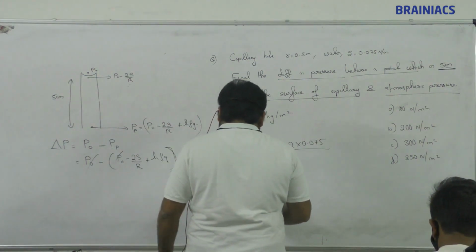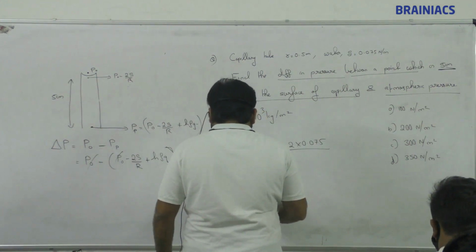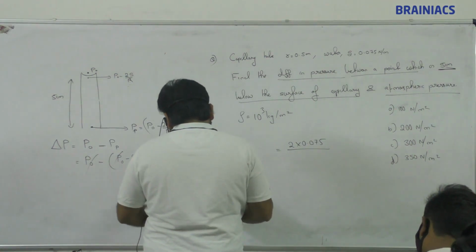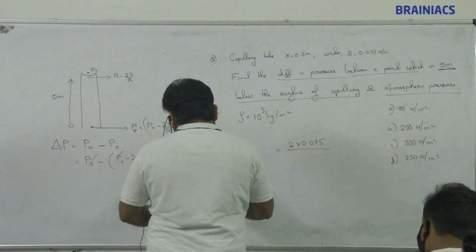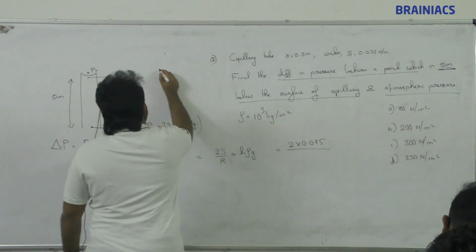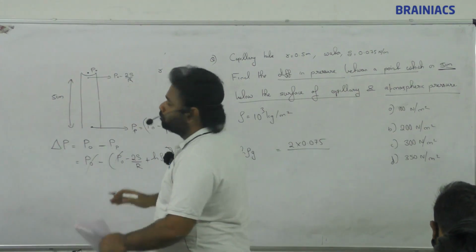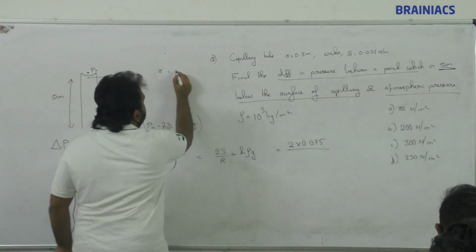Radius of the meniscus. So what have they given? The radius of the capillary tube. So how will we find the radius of the meniscus? R by cos theta.